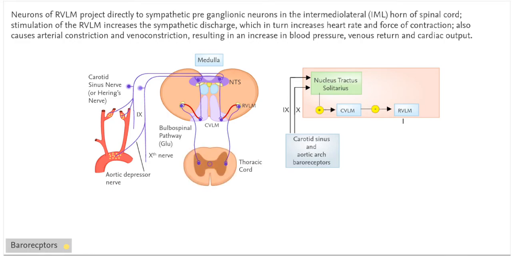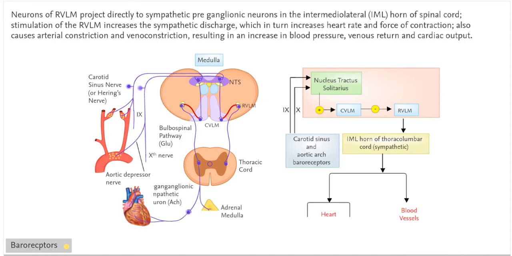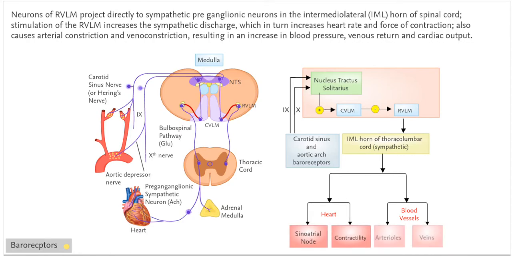Neurons of RVLM project directly to sympathetic preganglionic neurons in the intermediolateral (IML) horn of the spinal cord. Stimulation of the RVLM increases the sympathetic discharge, which in turn increases heart rate and force of contraction. It also causes arterial constriction and venoconstriction, resulting in an increase in blood pressure, venous return, and cardiac output.